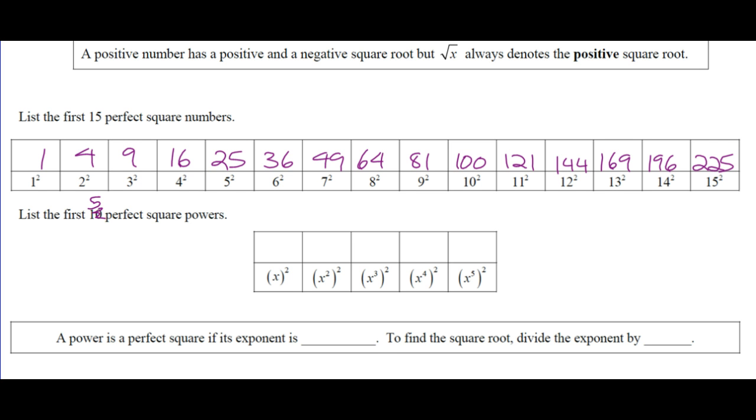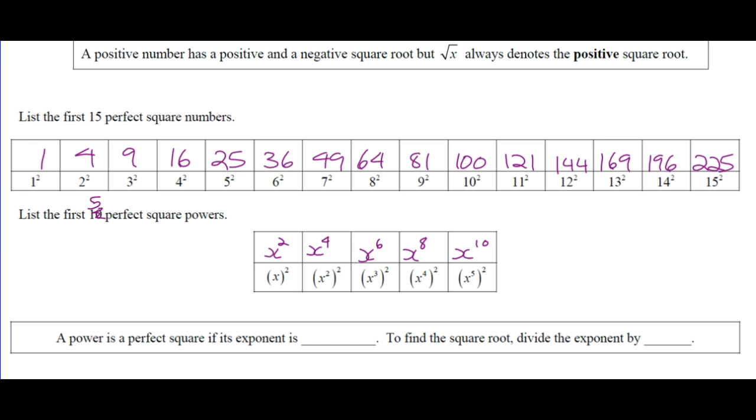So, perfect square powers. x squared is x squared. What's x squared squared? x to the 4th. What's x cubed squared? What's x 4th squared? And what's x 5th squared?